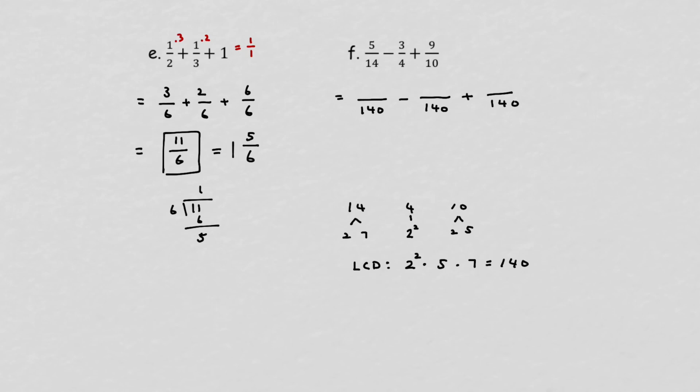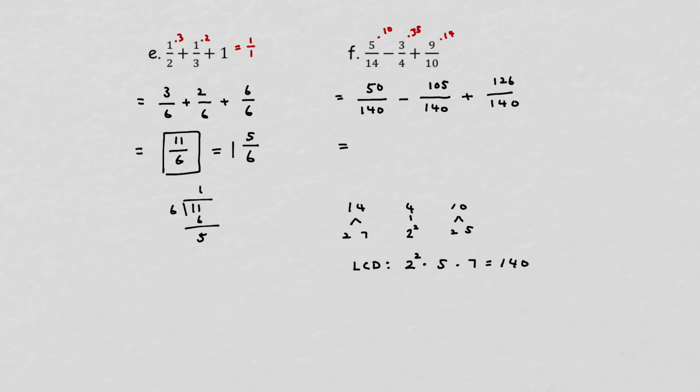And then when you multiply, I'm going to figure out what to multiply first. Looks like 14 to become 140, multiply by 10. 4 to become 140, you're going to multiply by 35. 10 to become 140, you're going to multiply by 14, right? So then you will get 50, 105, 126.